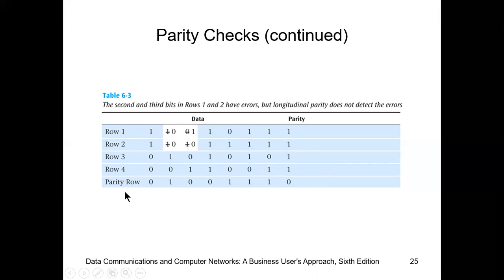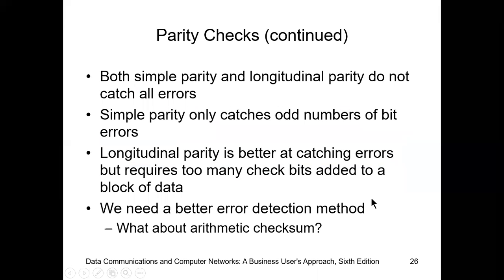As it explains in this case, it talks about what happens if there are problems with the bits in the rows or the columns. So both simple parity and longitudinal do not catch all errors, because simple parity catches only 1, and longitudinal catches multi-bit errors. But what if you have burst errors, a lot of errors happening at the same time?